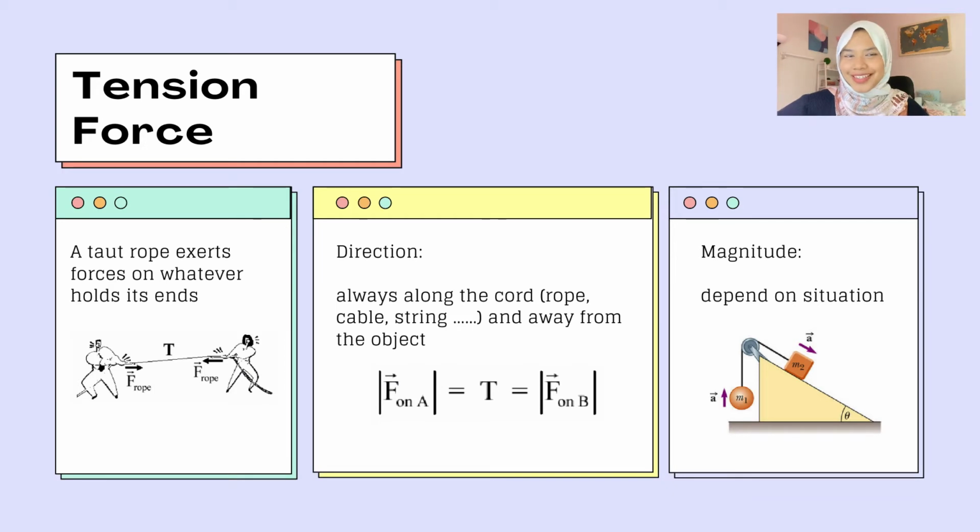The next one is tension force. In tension force, a taut rope exerts forces on whatever holds its end. For example, in the slide, you can see there are 2 people pulling a rope. The tension force will be exerted when 2 people pull a rope. The direction of tension force is always along the cord, which are rope, cable, string, and others, and away from the object. The magnitude of the tension force depends on the situation, because there are many situations that may have a tension force.